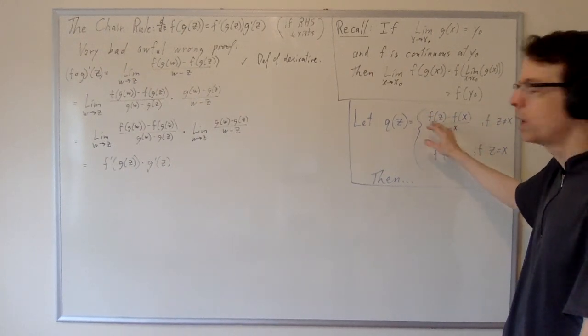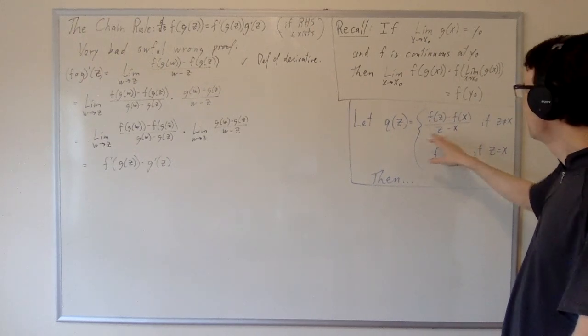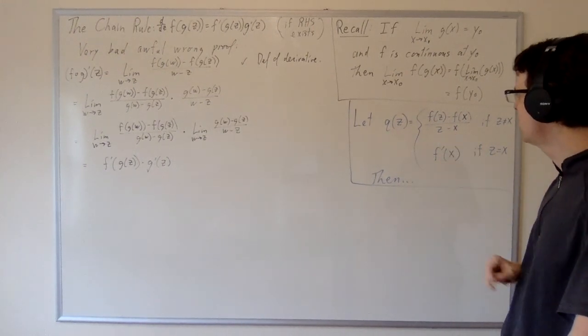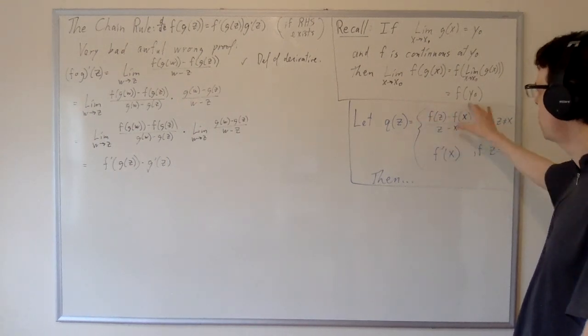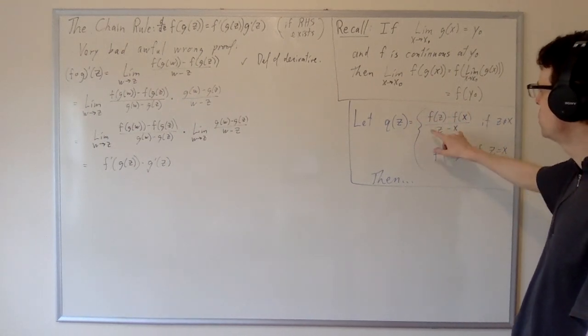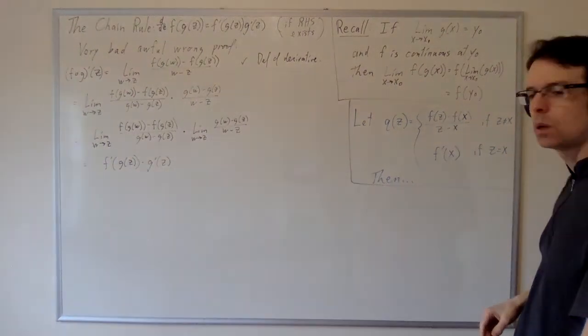It doesn't have the limit, right? So this quotient function is not defined when z equals x, but as a function of z, it can be completed. You can convert this quotient function to the function which is equal to this when z is not x, but equal to f prime of x when z is equal to x.